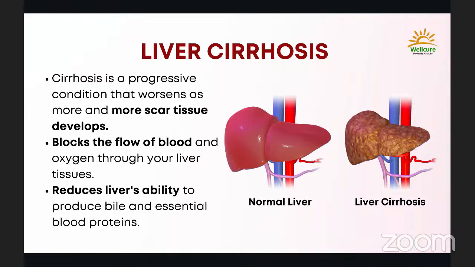So liver cirrhosis is a progressive condition that worsens as more scar tissue develops. It blocks the blood flow and it reduces the ability. Okay, so listen, which way do you want your liver to be? The normal liver, or do you want it to look like that, lacking luster, and then it's going to become enlarged, and then it is going to shrink, and then it is going to be more fibrous. So how do you want your liver to be forever? The right side or the left side picture? Which way do you want your liver to be?